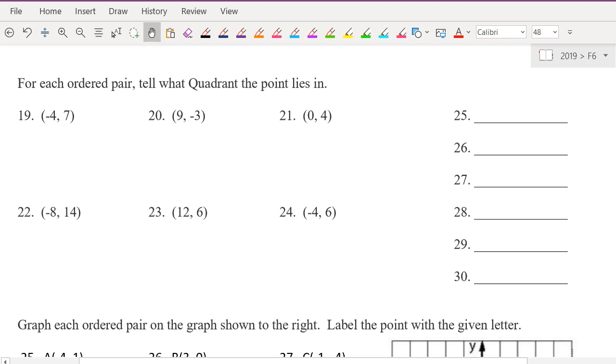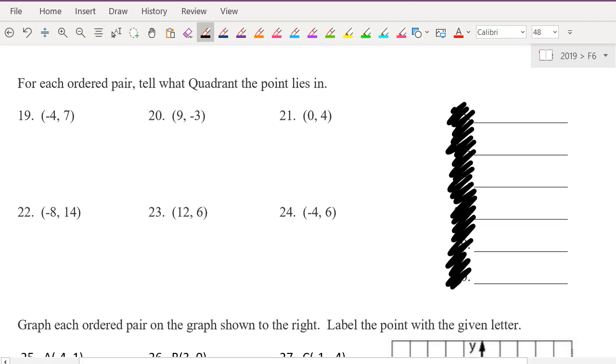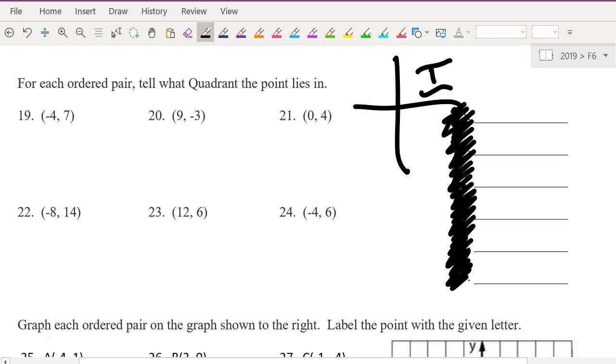Okay, so negative 4. I made an error here because I changed the numbers, but I forgot to change them on the right side. So you could just cross those numbers out and change them. So let's draw our coordinate plane. Where's quadrant 1? Top right, where both are positive. Then where is 2? Top left. Very good. And then we keep going around. That might help us.